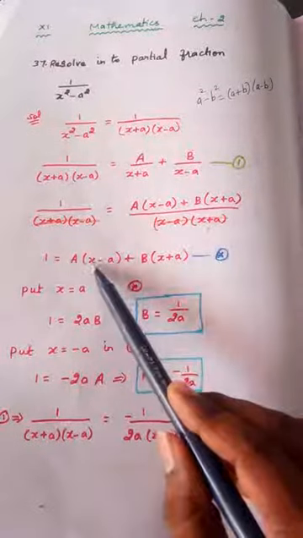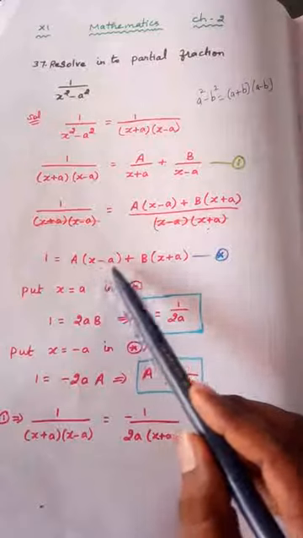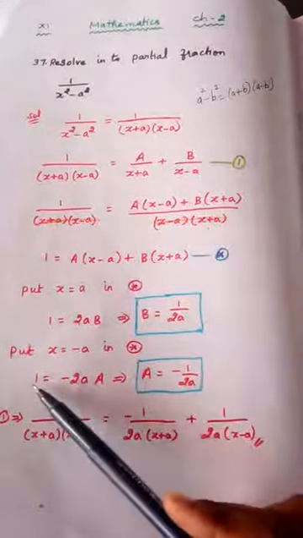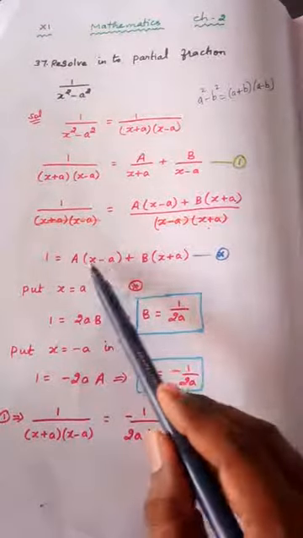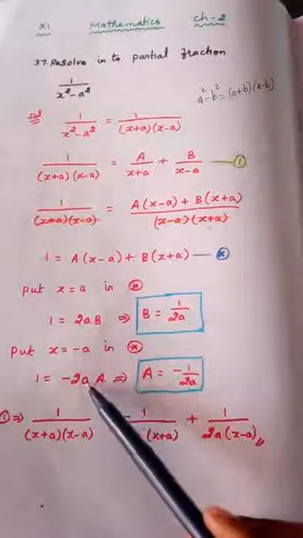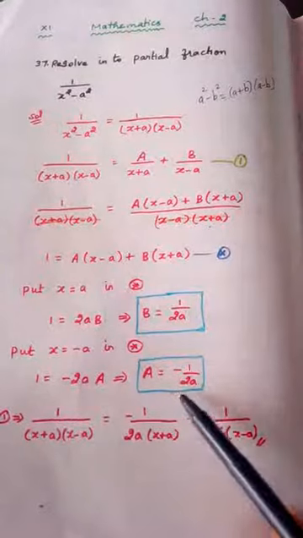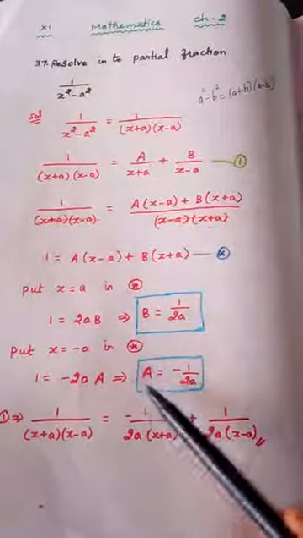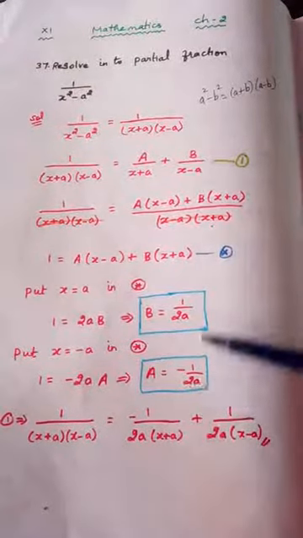If I use minus A here, minus A minus A is minus 2A. So that is what I have written. 1 is equal to minus 2A into capital A. From this, capital A can be written as 1 by minus 2A, or minus 1 by 2A. So A value, B value we found out here.